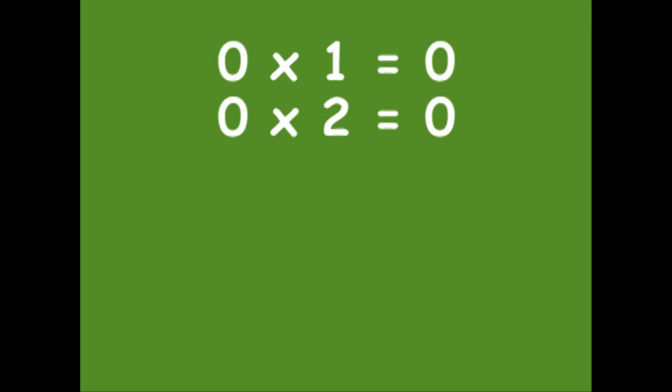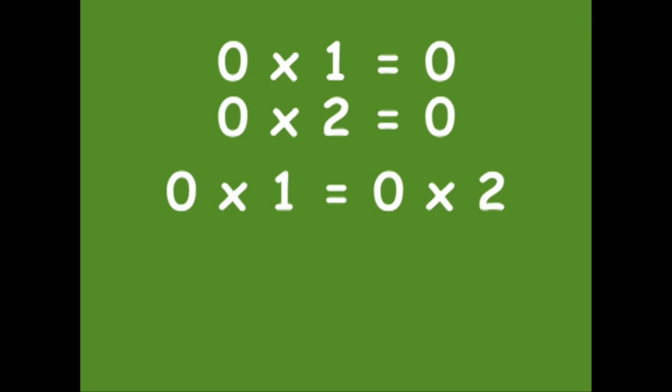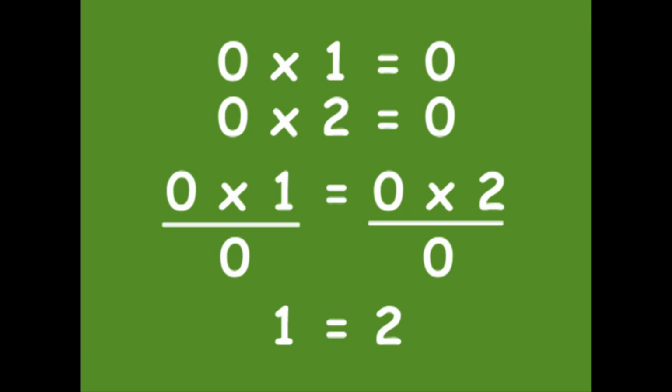Dividing by 0 has the power to destroy the entire foundation of logic and mathematics. With the following assumptions, 0 times 1 equals 0, and 0 times 2 equals 0, the following must be true: 0 times 1 equals 0 times 2. When simplified, this yields 1 equals 2.